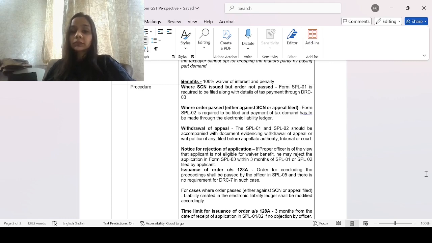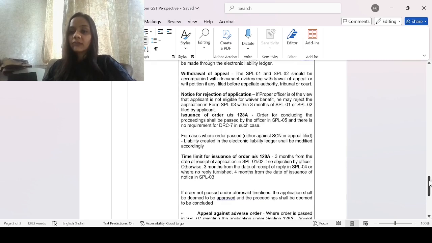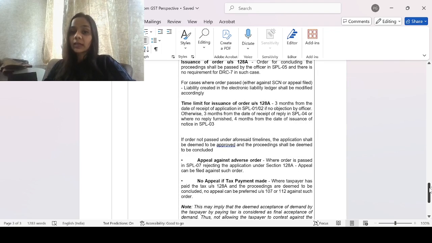Next, the order for concluding the proceeding is issued by the officer in SPL 05. There is no requirement for DRC 07 in such cases. But if we have filed the application in SPL 01 or SPL 02 and the officer has rejected our application, then is this order appealable or not? Yes, this order is still appealable. If we are not satisfied with the order of the authority rejecting our application under the GST amnesty scheme, we can file an appeal against the rejection order under section 128A.